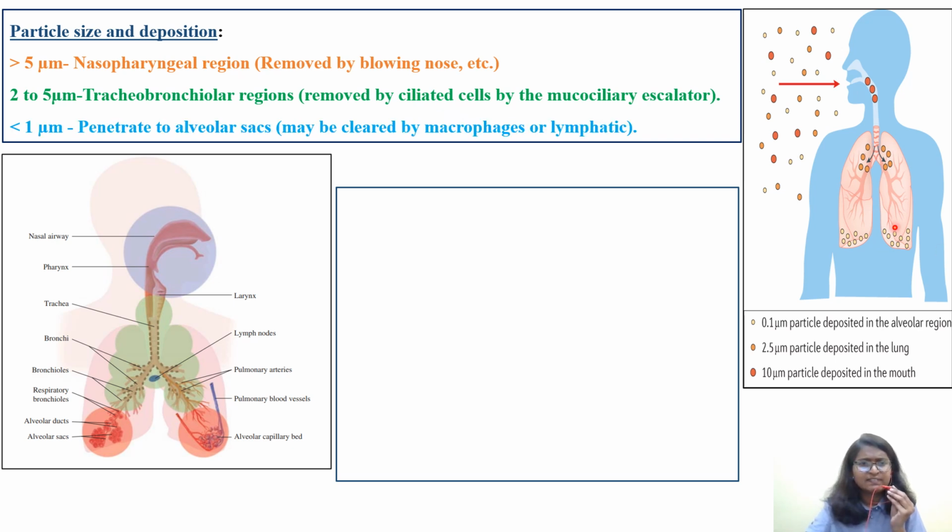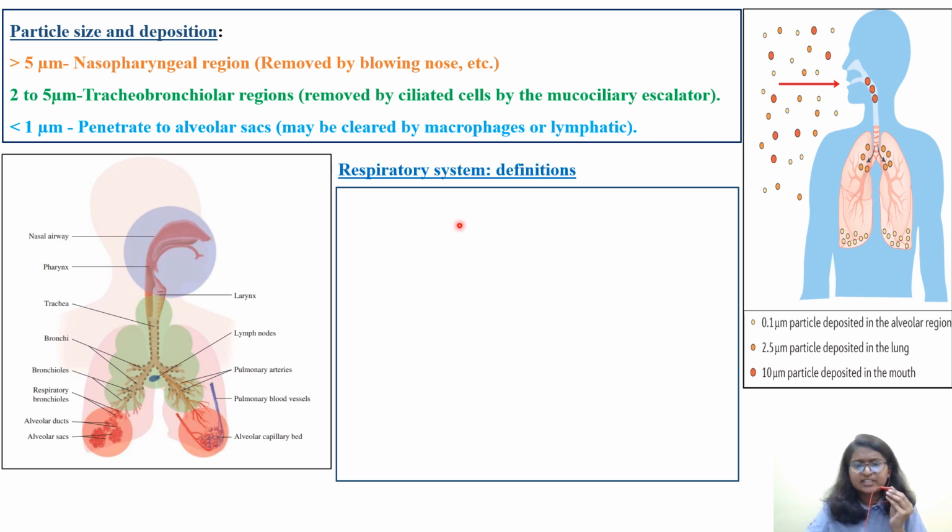Next, if the particle size is less than 1 micrometer, it penetrates to the alveolar sacs and may be cleared by macrophages or lymphatics. So we have seen in the previous slide that alveolar macrophages are there which will engulf this particular size of particles.